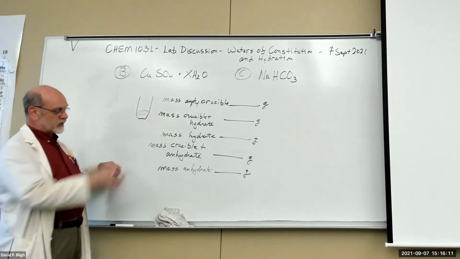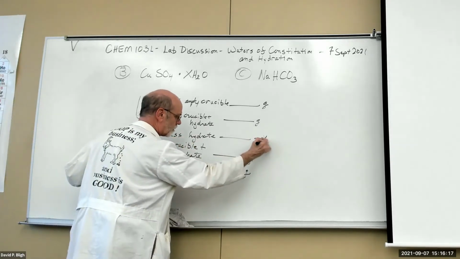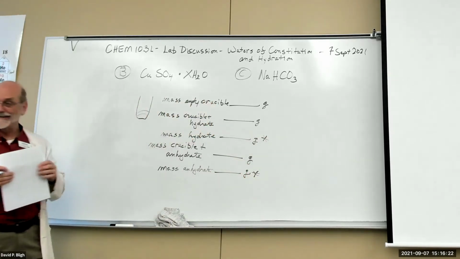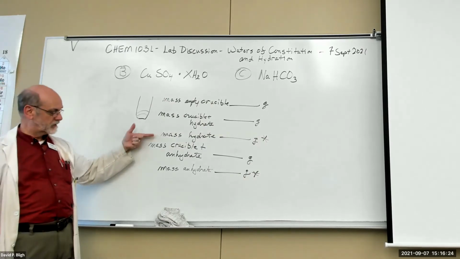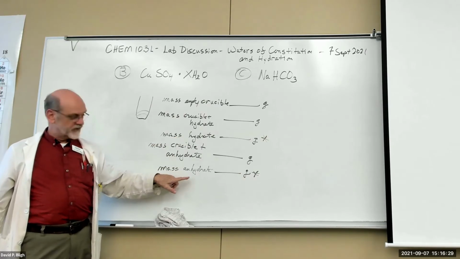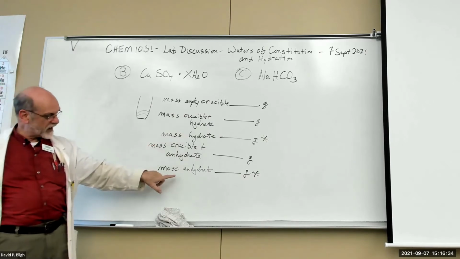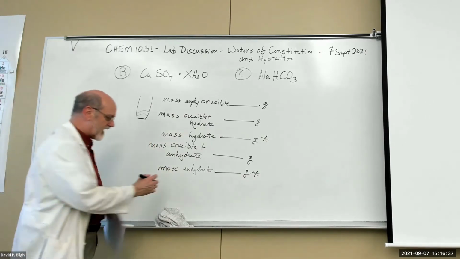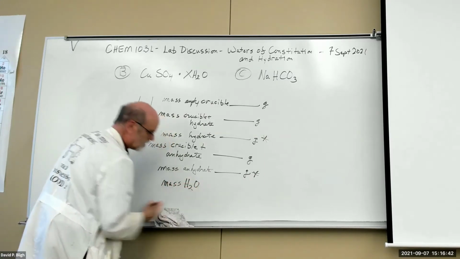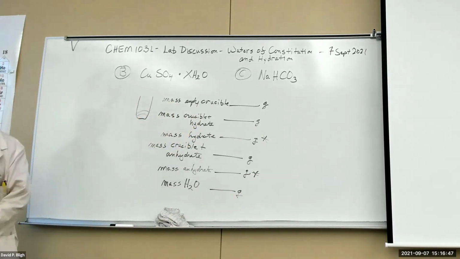Okay, so we did all that to find out the mass of the hydrate and the mass of the anhydrate. What's the difference between these two? This one's got water in it, that one doesn't. This one weighs less than that one because it lost water. So if you subtract this one from that one, what is that? That's the mass of the water.